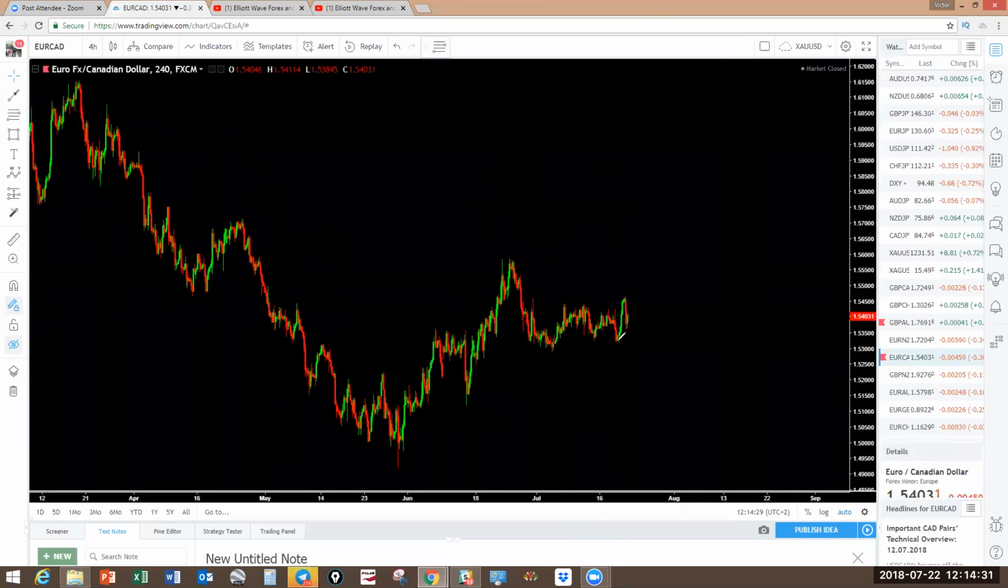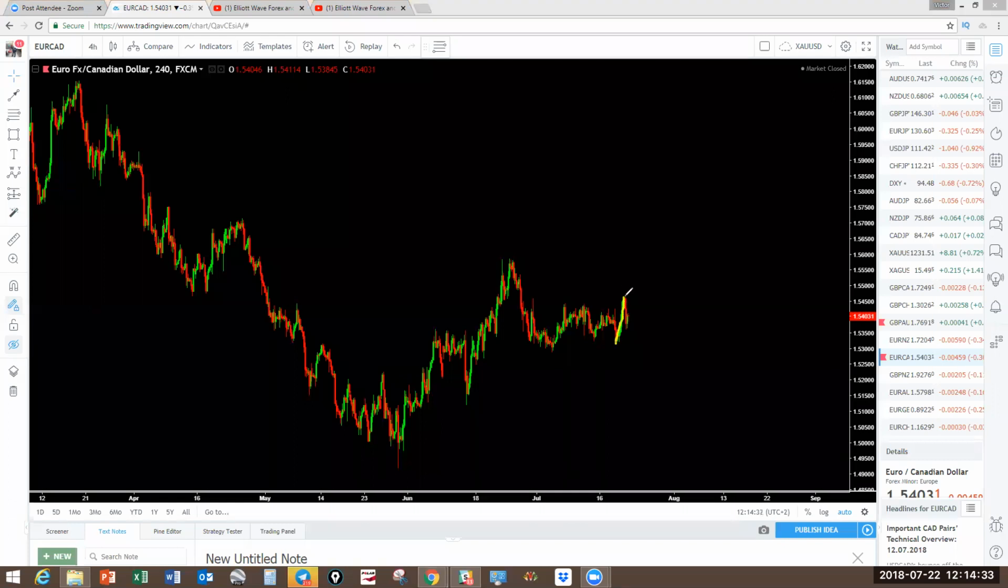So this is that move that I was focusing on, that we're going to go up here and take the blue box before we come down. So now we've made a nice three-wave move to the upside, and now we're looking downside. Okay, so that's how powerful that is.